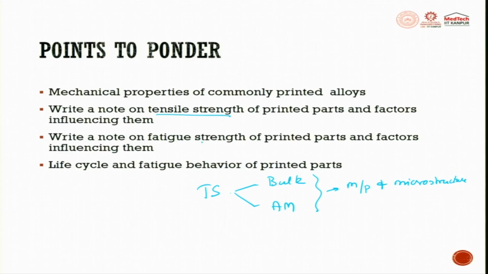Then write a note on fatigue strength of printed parts and factors influencing them. We have listed all the factors. Life cycle, we talked about 3 types: low cycle, medium cycle, high cycle. Life cycle and fatigue behavior of the printed parts was also discussed for 4 different alloys. One is Fe, another one is Ti, Al and nickel. So, all these things were discussed in detail. So, please study them properly. In the examination you can have cross correlation questions, wherein you have to take the phase and then try to see what will be the response in tensile strength as well as in fatigue behavior.